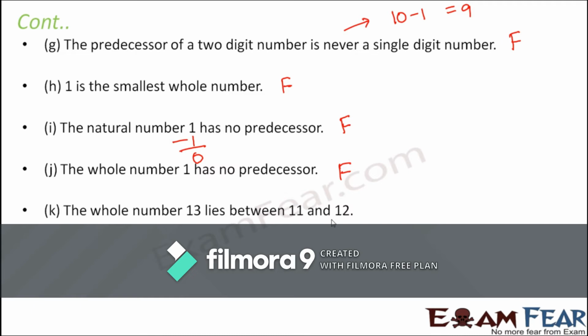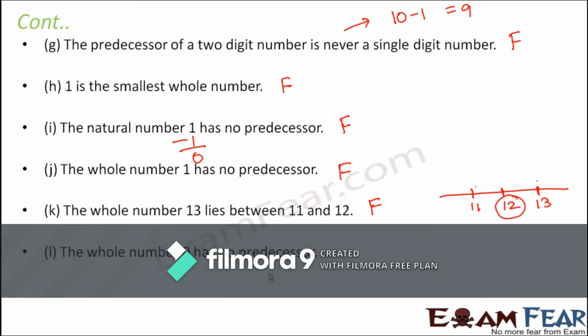The whole number 13 lies between 11 and 12. That is again false, because when you add 1 to 11, you get 12. When you add 1 to 12, you get 13. So basically on the number line, 12 lies between 11 and 13. So this is false.